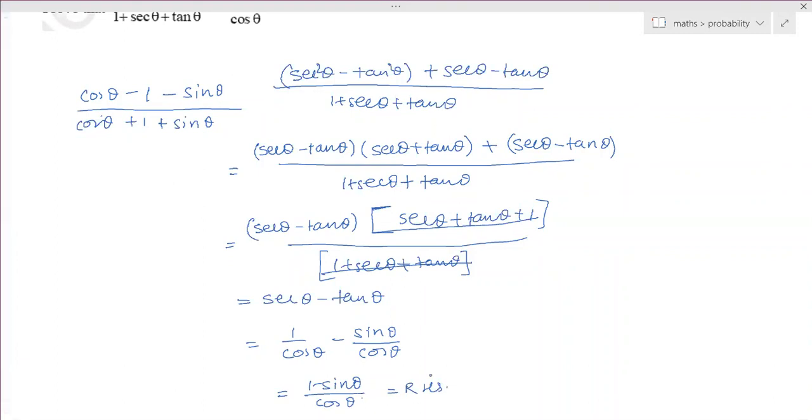So who can't solve this question? They have copied all the solutions from the internet.